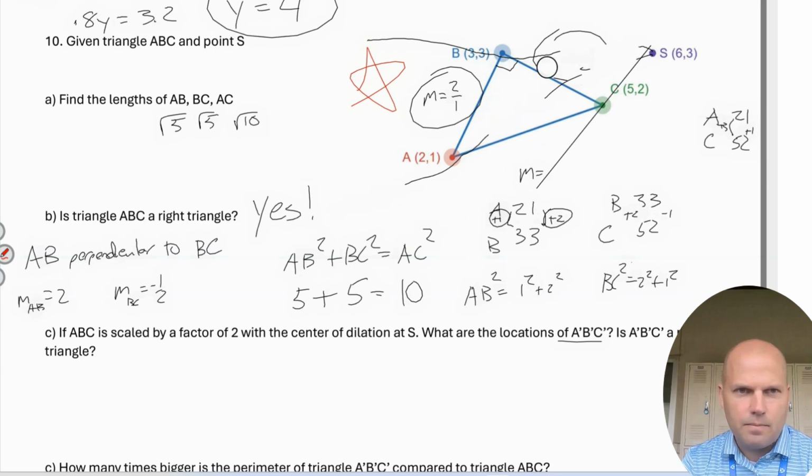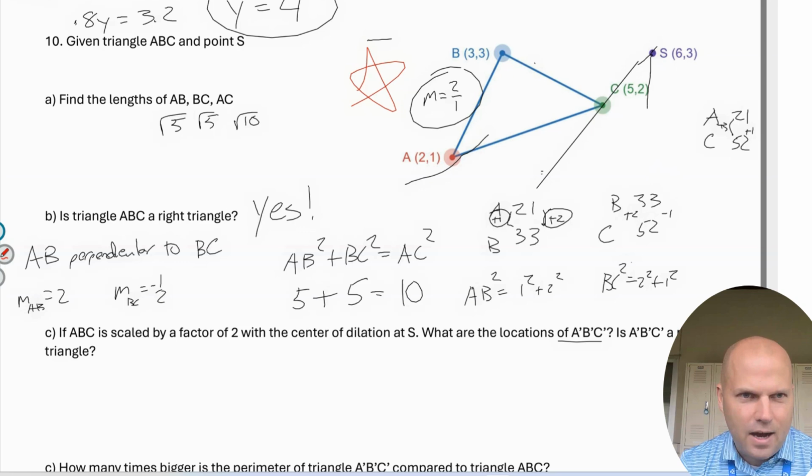Okay, so let's just look at here. We have S at 6, 3. We know we want to go down 1 over 1. We will just continue to go down 1 over 1. This would be a scale factor of 1, bringing it back to where it's located. Doubling that would be a scale factor of 2. So how will we do that with the points?